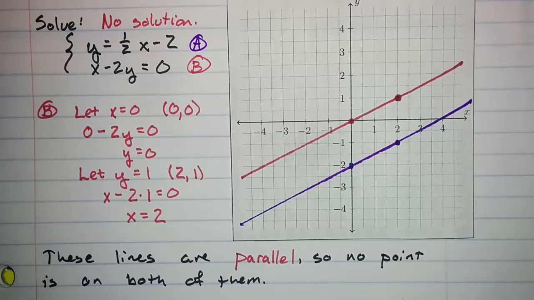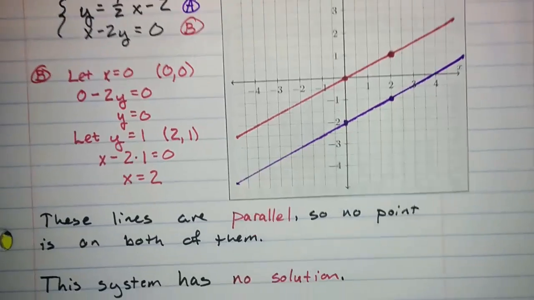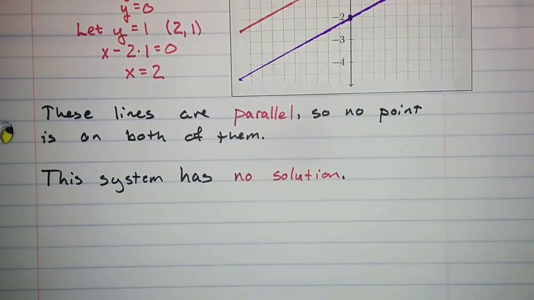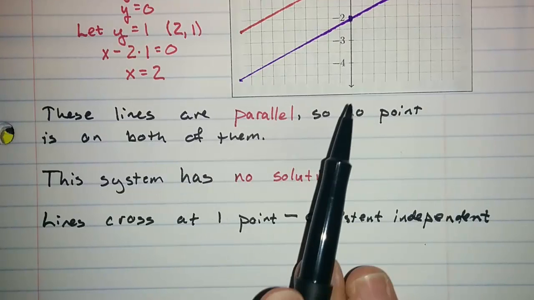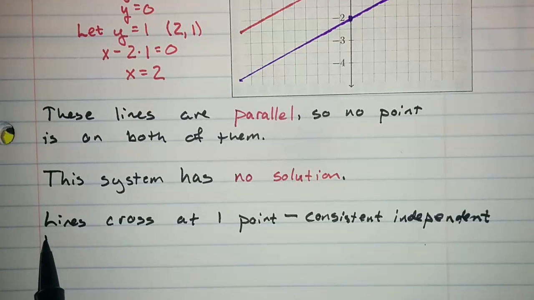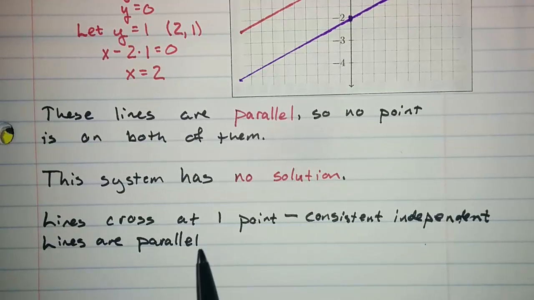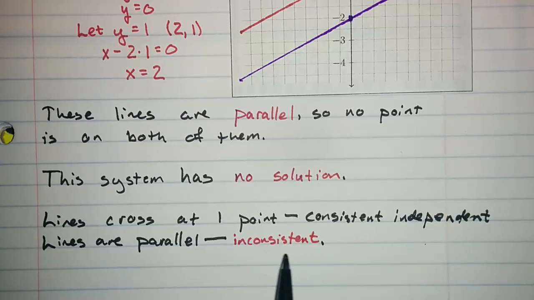Now remember, I told you that when the lines cross at just one point, the system is called consistent independent. In this situation where the lines are parallel, where we have no solution, the system is called inconsistent. And this is just the usual English use of the word inconsistent. Can't both be true at the same time.